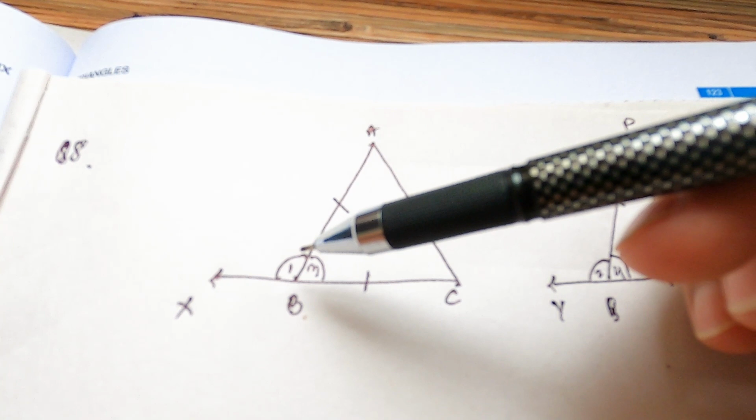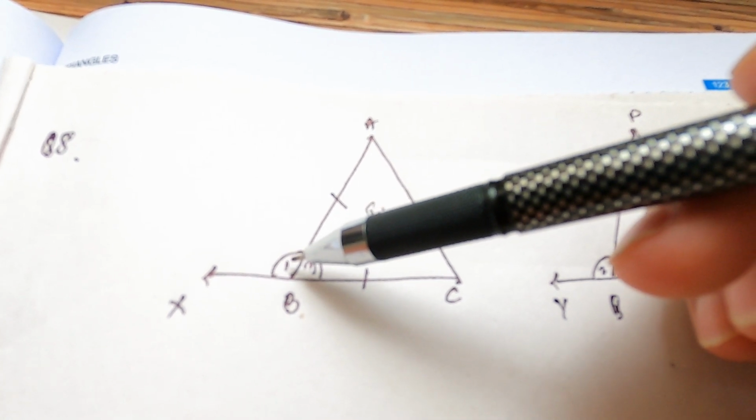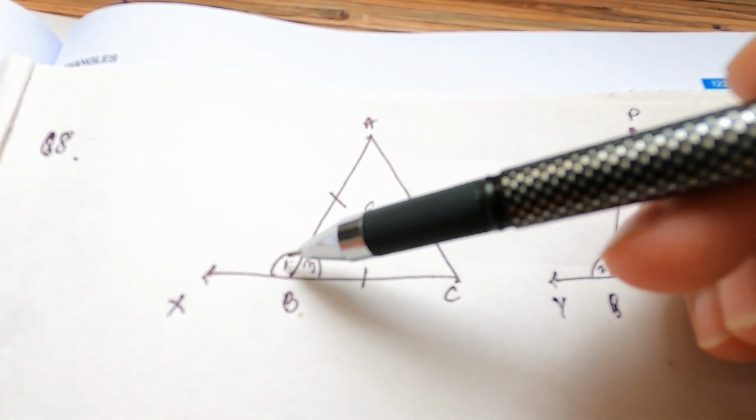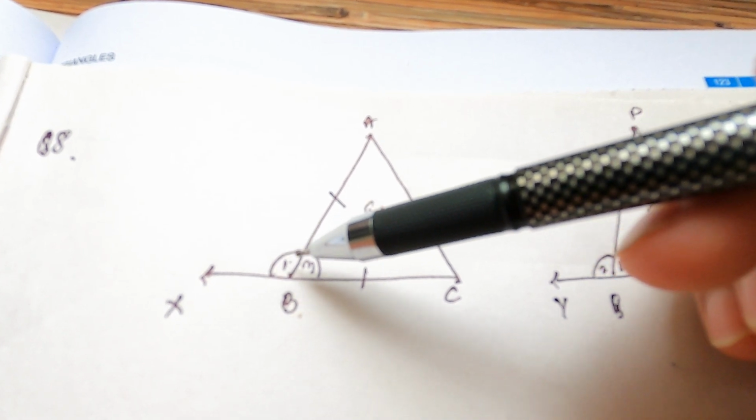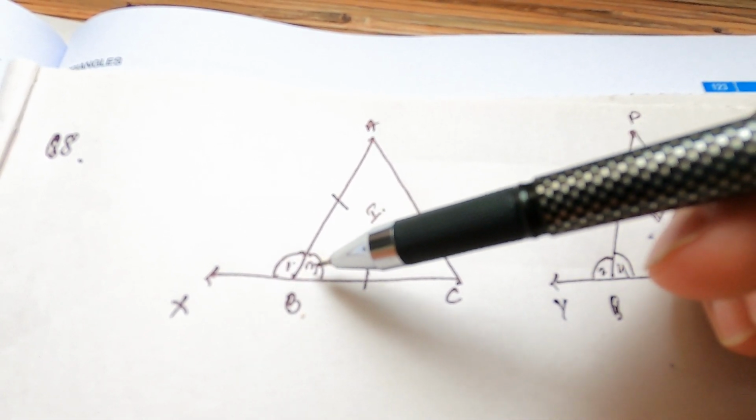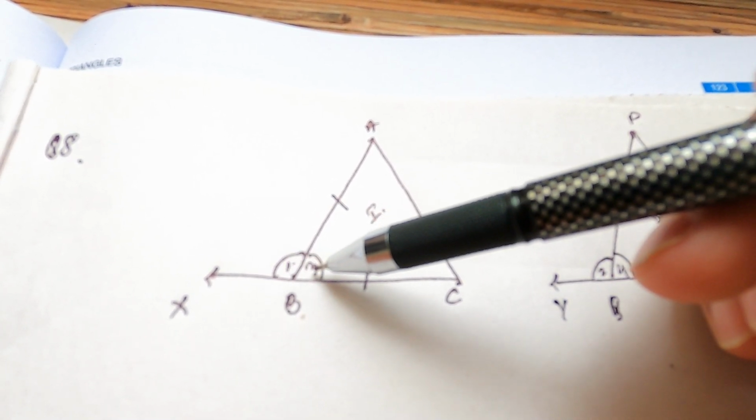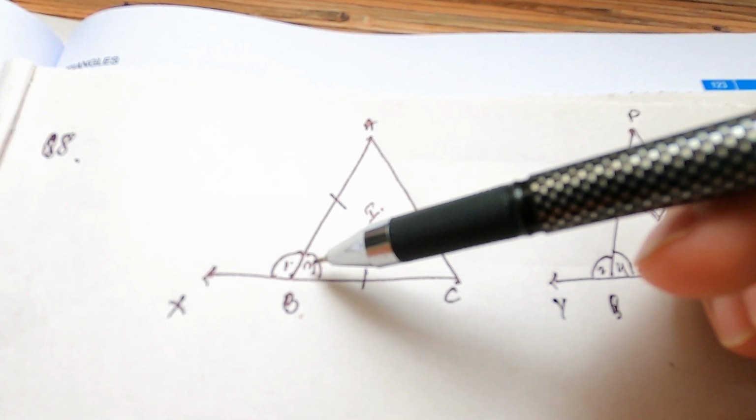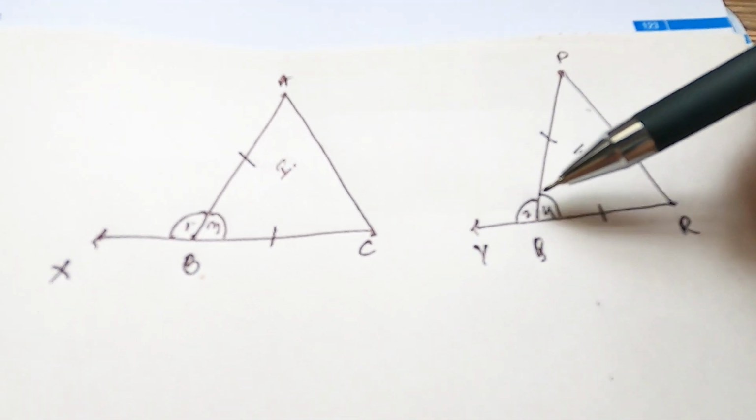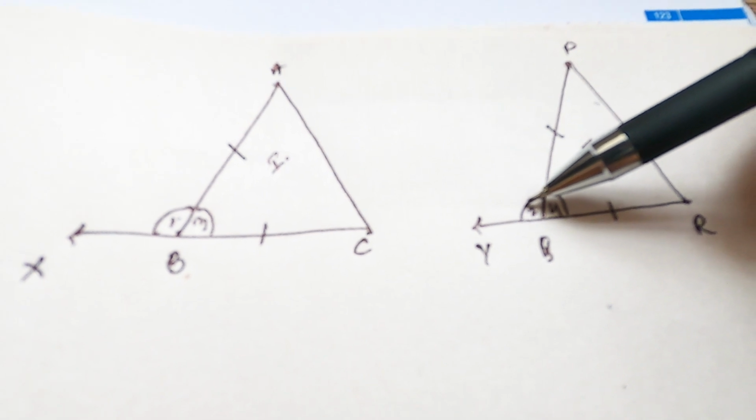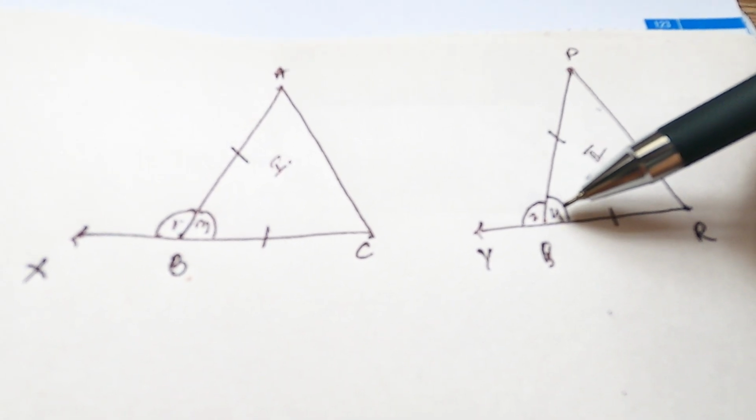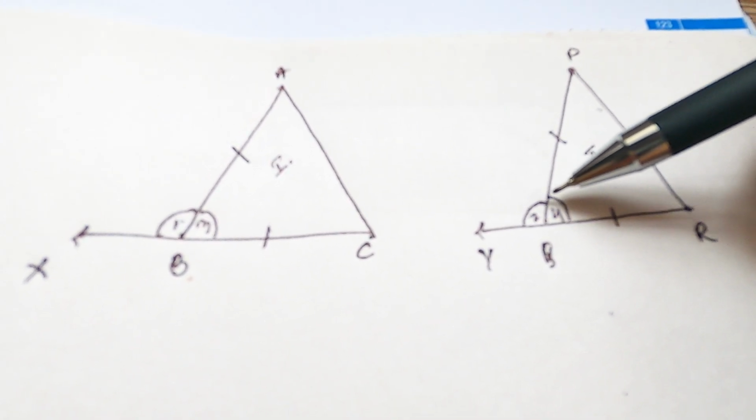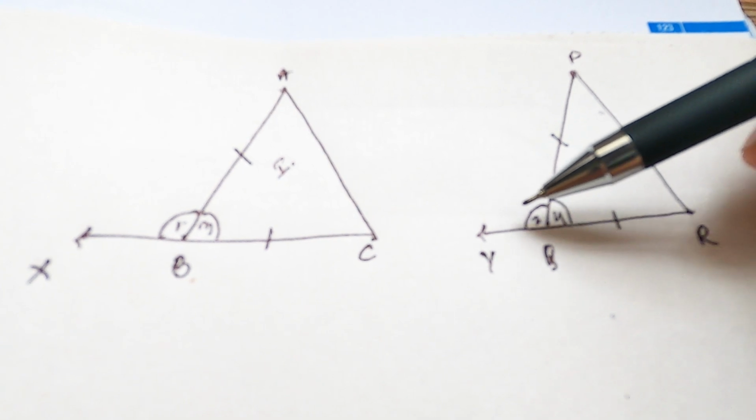So now in this case we know that angle 1 plus angle 3, what pair of angles do they form? Linear pair. So angle 1 plus angle 3, their measurement is equal to how much? 180. So here also, same case, angle 2 plus angle 4 is equal to 180. What is the reason? Linear pair.